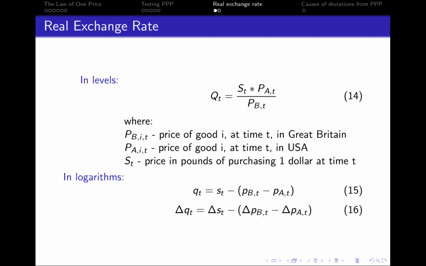To calculate the real exchange rate, again, let's start with levels. We will denote it as Q_t. We take the price level in the United States. We multiply it, of course, by the spot exchange rate, the same one as before. So this is the price in pounds of purchasing $1 at time t. In order to take this price into British terms, and again, this is the relative price of the two.